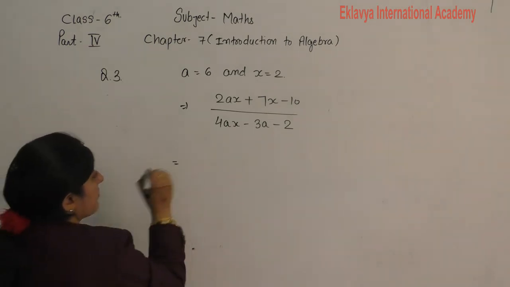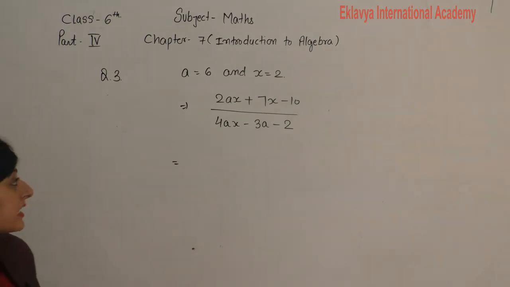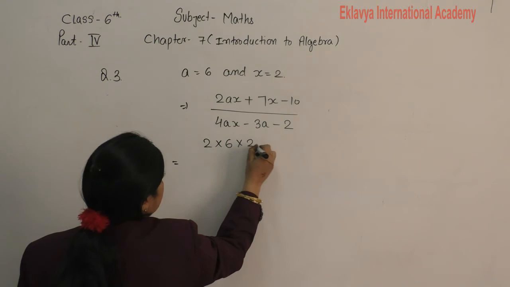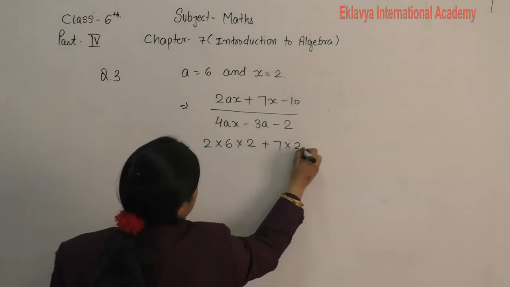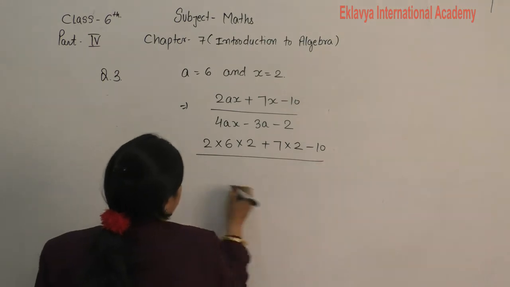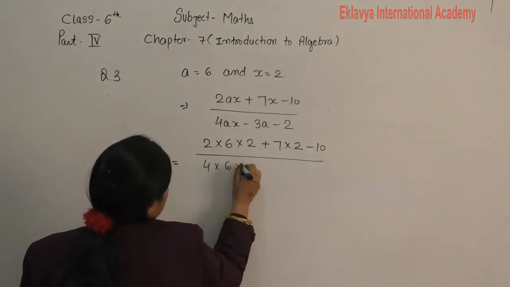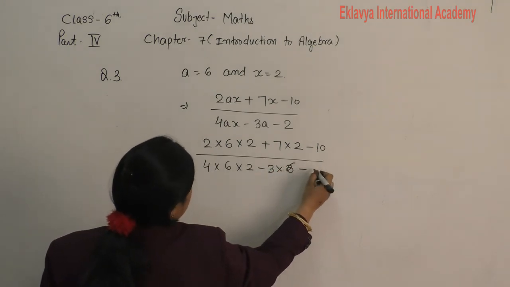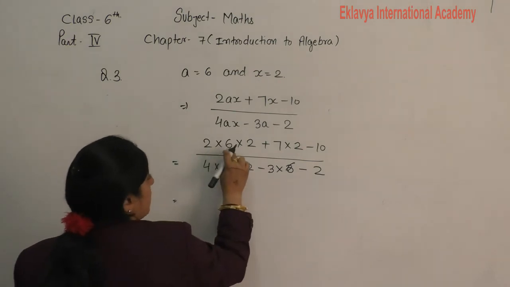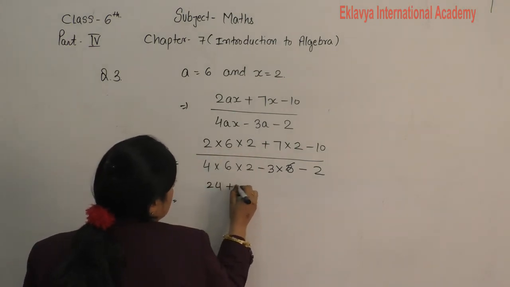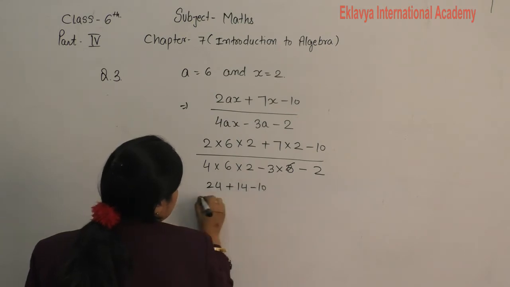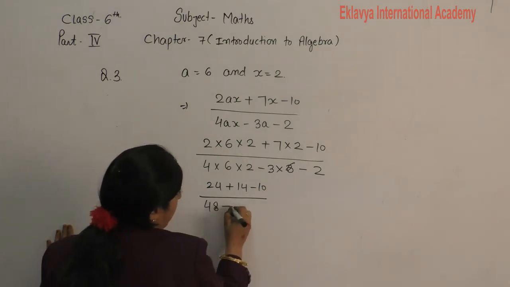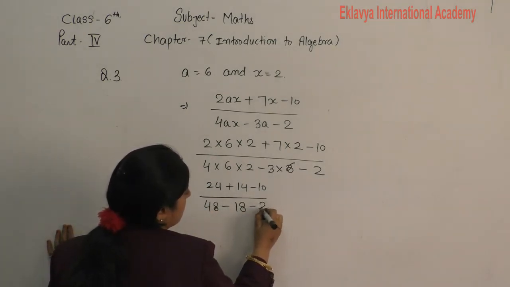In the same manner, we will put the value of a and x here. 2 multiply a value 6 multiply x value 2 plus 7 into x value 2 minus 10, divided by 4 multiply by a value 6 x value 2 minus 3 multiply by a value 6 minus 2. 2 sixes are 12, 2 twos are 24 plus 7 twos are 14 minus 10. 4 sixes are 24, 2 twos are 48 minus 6 threes are 18 minus 2.